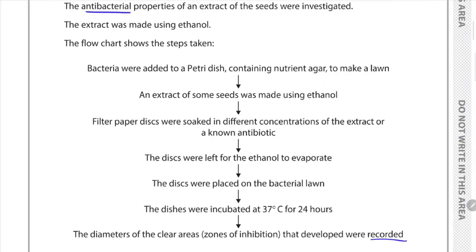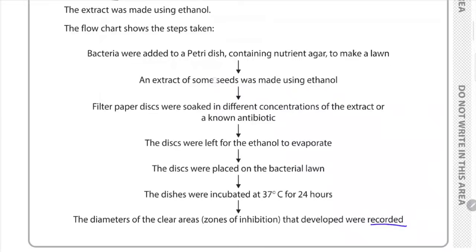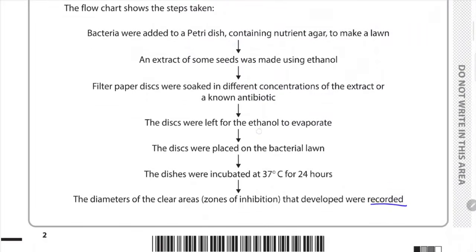The antibacterial properties of an extract of the seeds were investigated. The extract was made using ethanol. So ethanol now is our solvent that's required for this process. The flowchart shows the steps taken. Bacteria were added to a petri dish containing nutrient agar to make a lawn. An extract of some seeds was made using ethanol, and we used filter paper discs to be soaked in different concentrations of the extract or a known antibiotic.